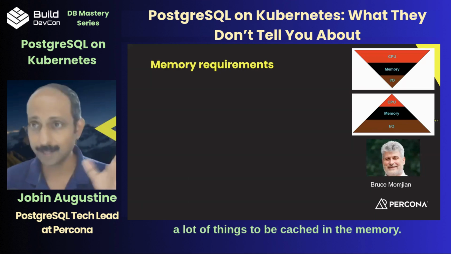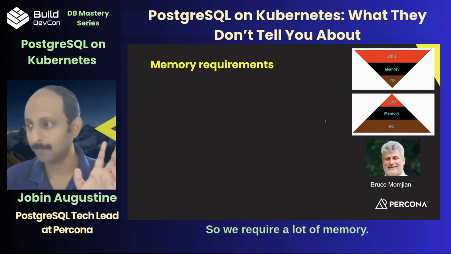So we require a lot of I/O, and to reduce that I/O, a lot of things have to be cached in the memory. So we require a lot of memory.